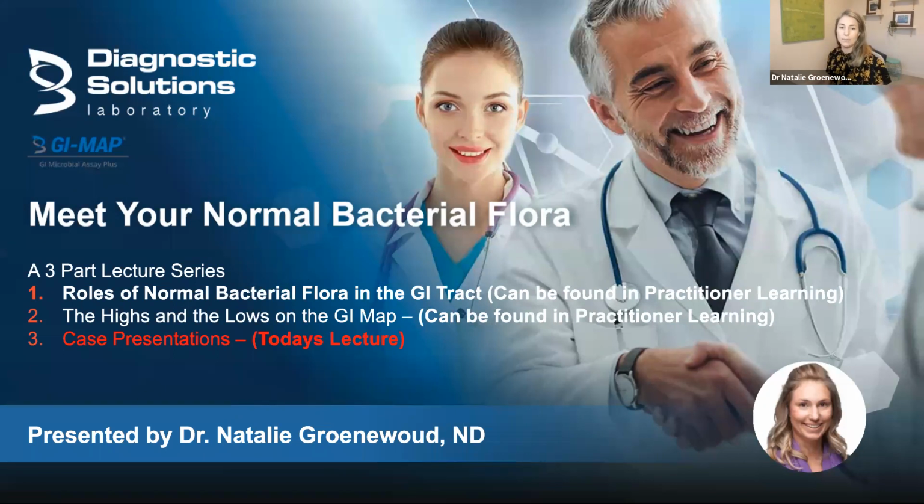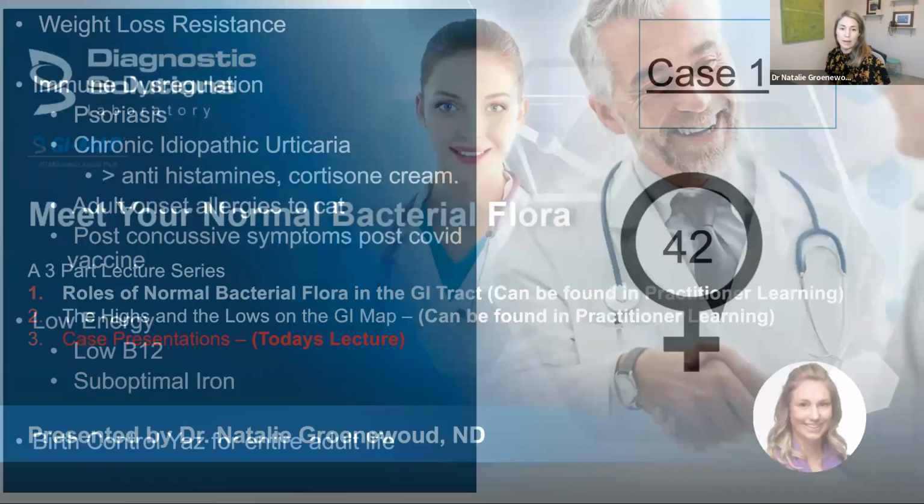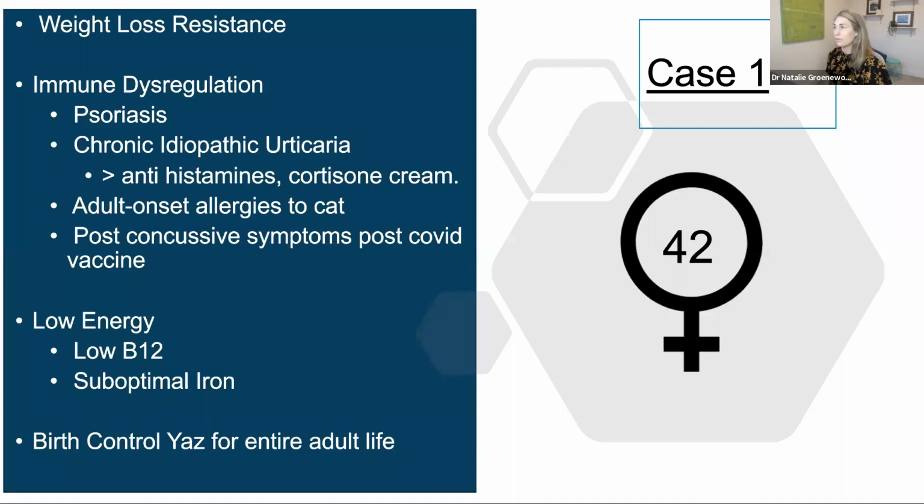Let's dive right in. The first case that I have prepped for us today is a 42-year-old female, and she's experiencing some weight loss resistance. It doesn't matter what she's eating or how much she's exercising, that weight's just not being shed. She's having some immune dysregulation: psoriasis, chronic idiopathic urticaria. She's got an adult onset allergy to cat, which was never an issue when she was younger. And she's experienced some post-concussive symptoms post-COVID vaccine, so she had a huge inflammatory response to that.